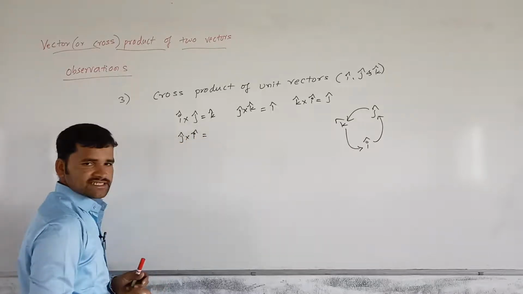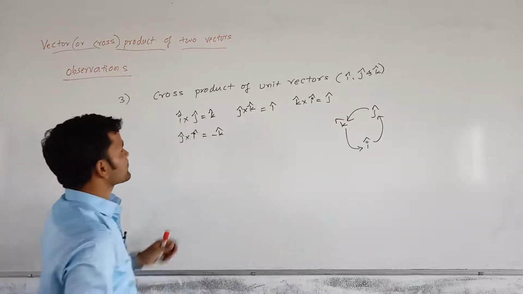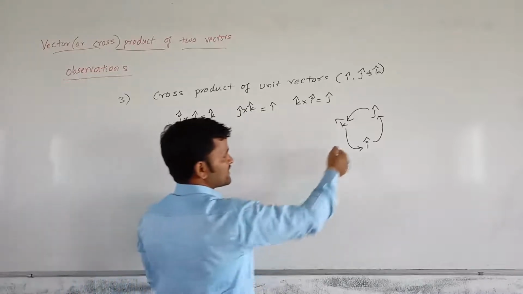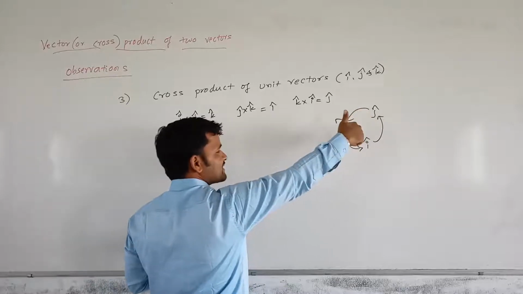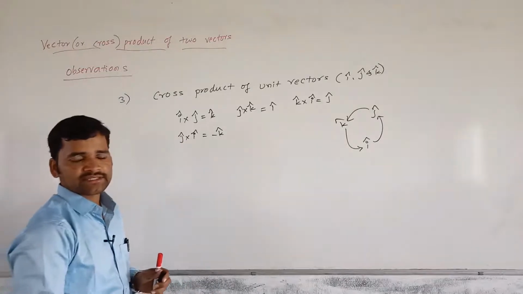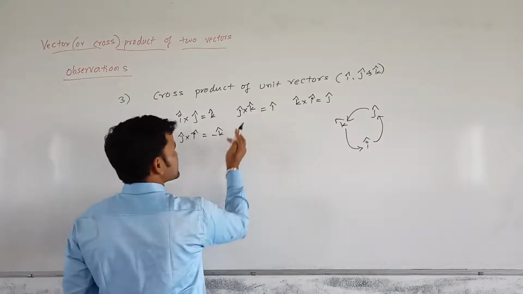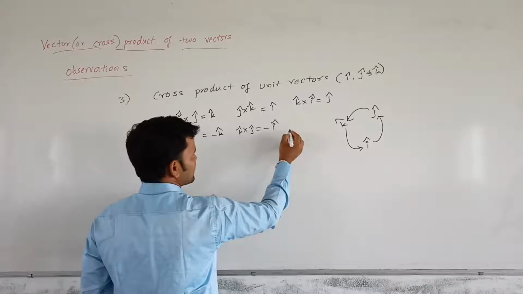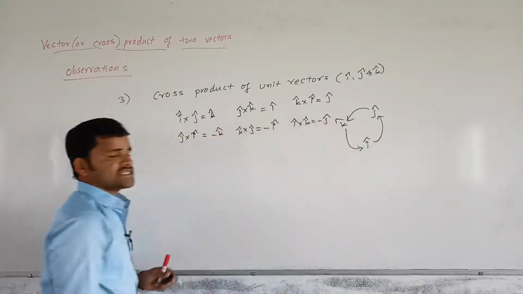And instead of that, what will be j cross i then? j cross i will be minus k, because it goes in the opposite direction. With the same diagram we can take. If we are going in the anti-clockwise direction, i cross j, next will be k. If we are coming in the clockwise direction, j cross i, then it goes with minus k. According to the definition, it goes in the opposite direction. In the same way, k cross j is minus i cap, and i cross k is equal to minus j cap.